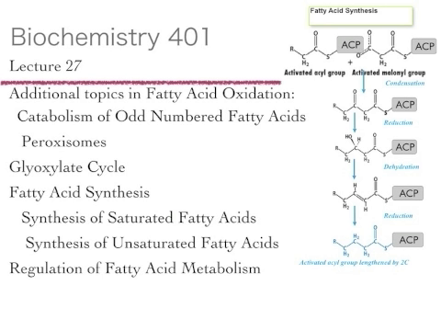Biochemistry 401 Lecture 27. Today we're going to discuss some additional topics in fatty acid oxidation, the catabolism of odd number fatty acids. We're going to talk about the metabolism that happens in peroxisomes, and also about the glyoxylate cycle. We're then going to talk about fatty acid synthesis, the synthesis of saturated fatty acids and unsaturated fatty acids. And finally, we're going to talk about the regulation of fatty acid metabolism, both the regulation of fatty acid degradation and fatty acid synthesis. So let's get started.